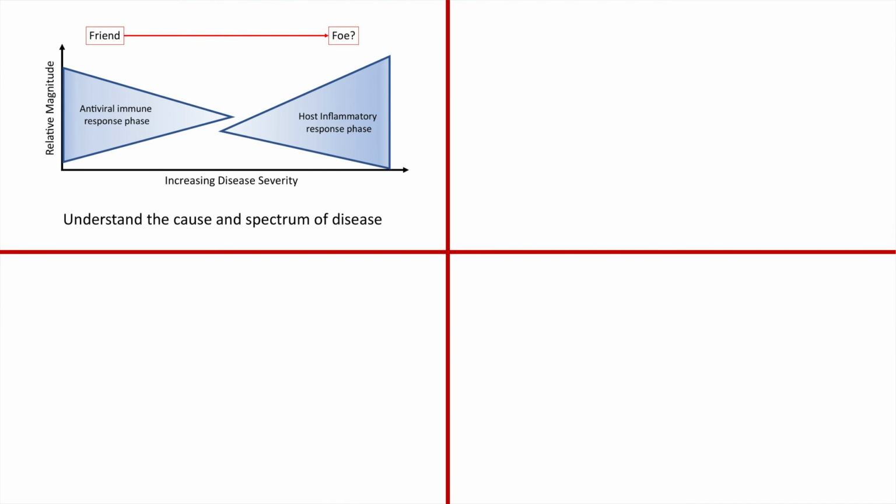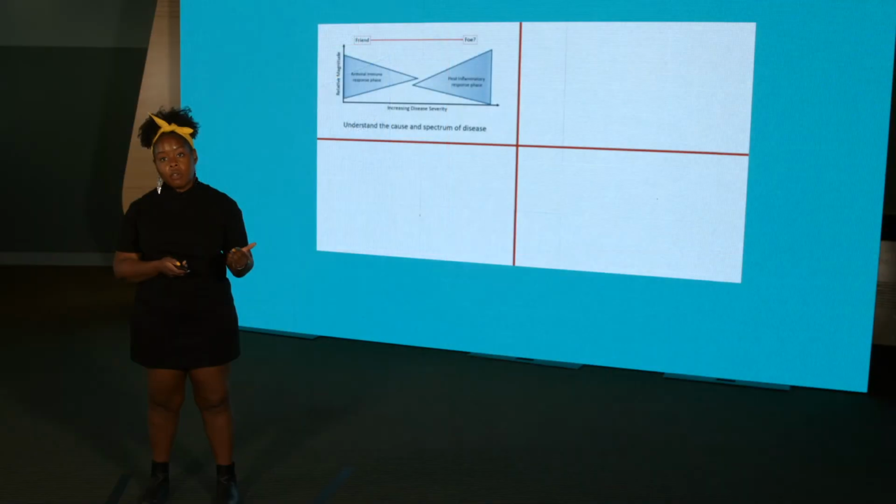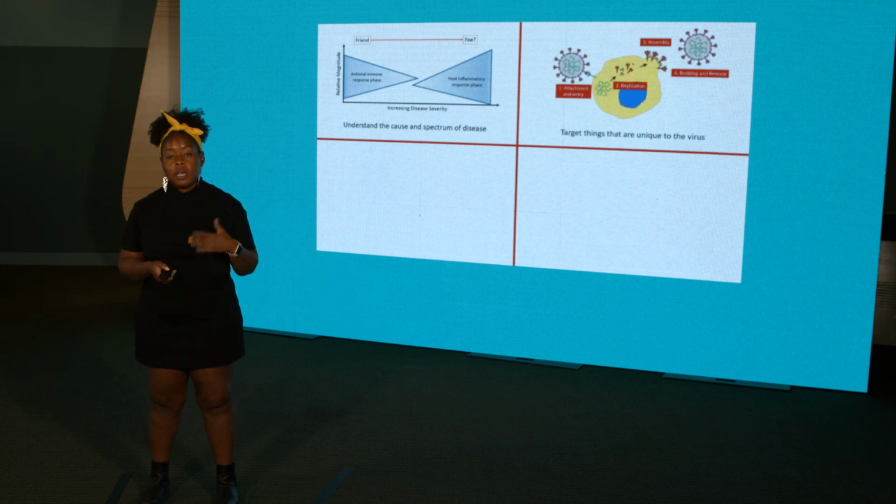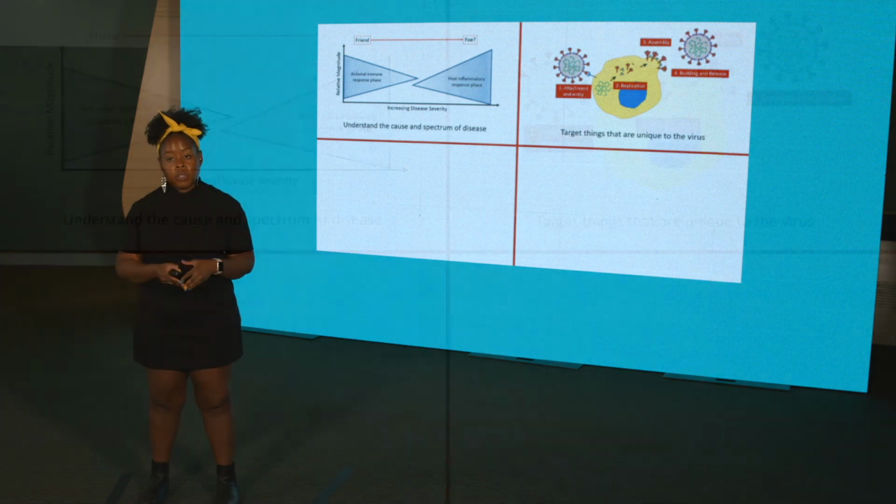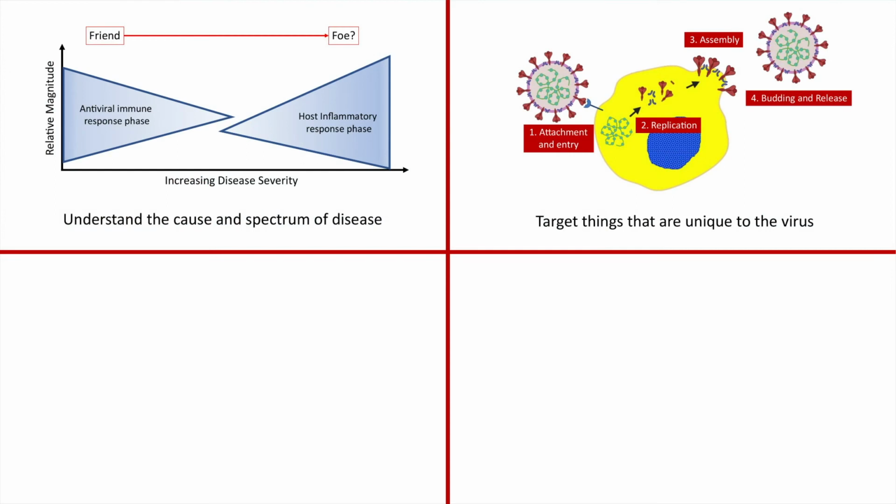To summarize this third lecture, it's really important in developing treatments for a new disease to understand the cause and spectrum of disease. And so in the case of COVID-19, there are these two phases in which we want to target the virus in the first phase and target the immune system in the second phase. Second, it's important to target critical steps of the virus life cycle that are unique to the virus so that we spare our own host cells. So these critical steps of the virus life cycle include its attachment and entry, its replication of its RNA genetic material, its assembly, and its budding and release to infect subsequent cells.